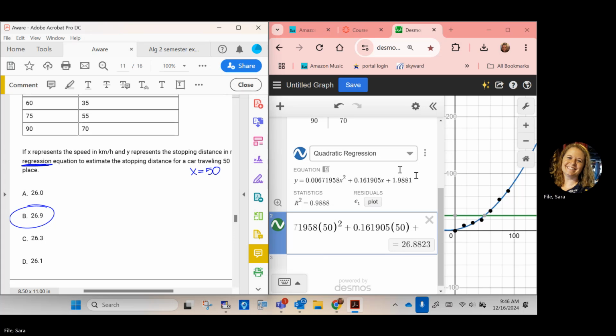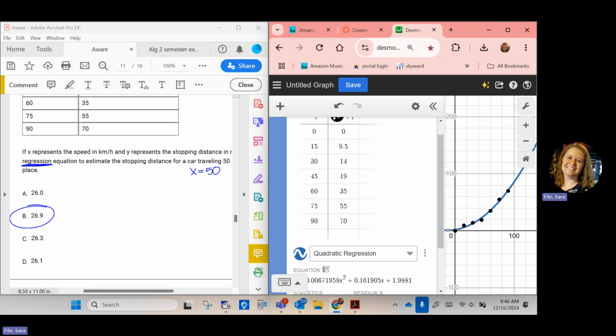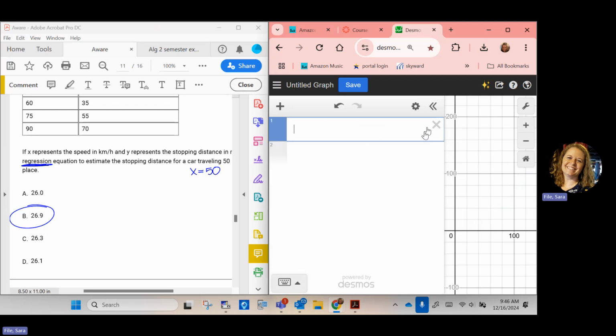Okay, so let Desmos do the work for you. You have to understand what to type into Desmos, what to do in Desmos, but it's doing all the calculating for you. So you just have to be sure that you type carefully and follow the regression steps. And again, the regression steps are listed on that reference page that I gave you, that you get to use as long as you bring it back with you.